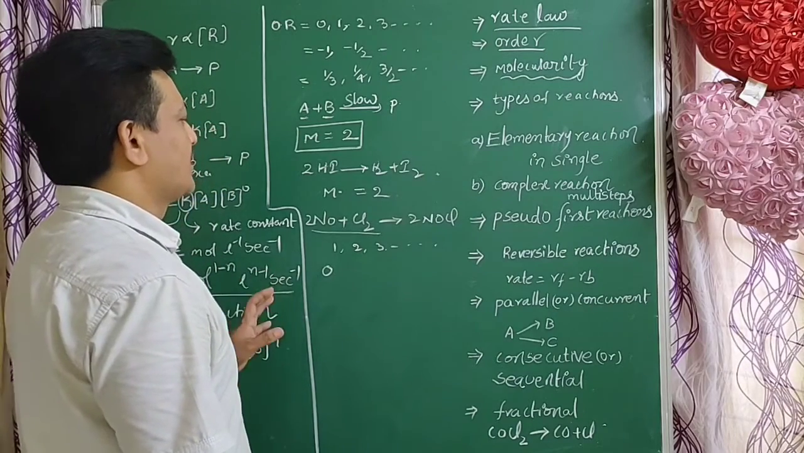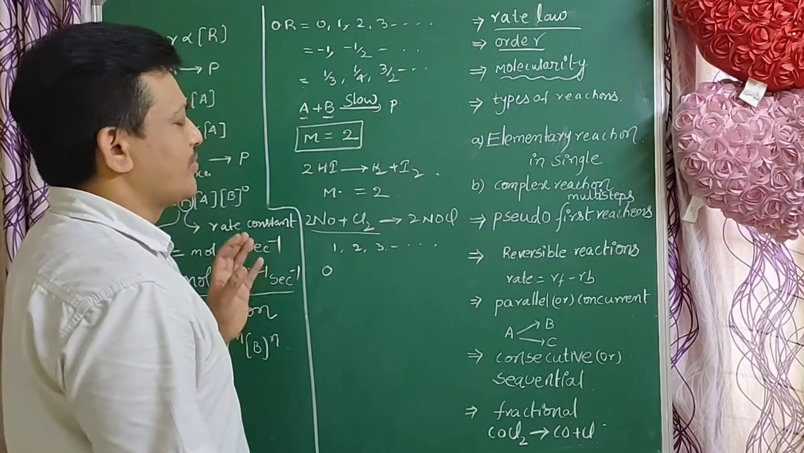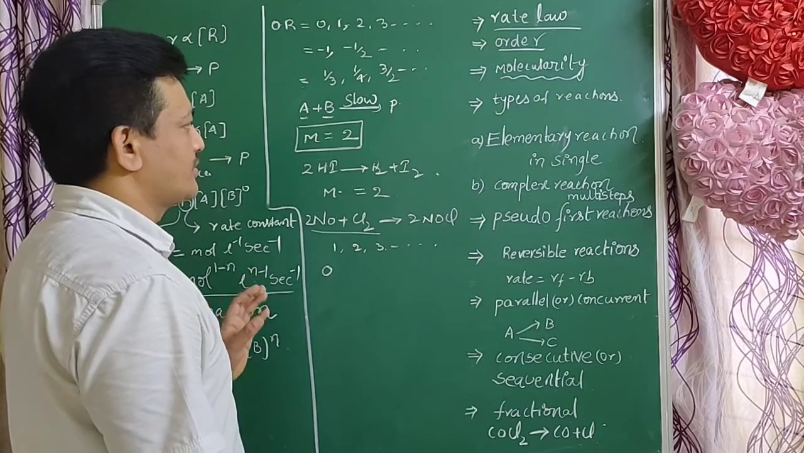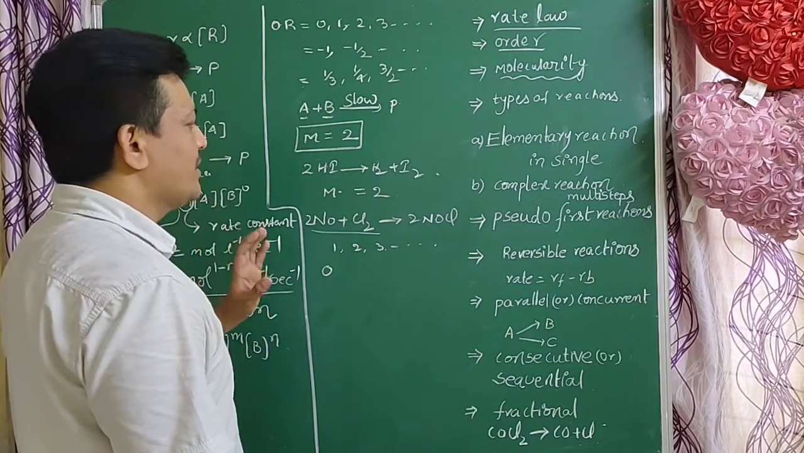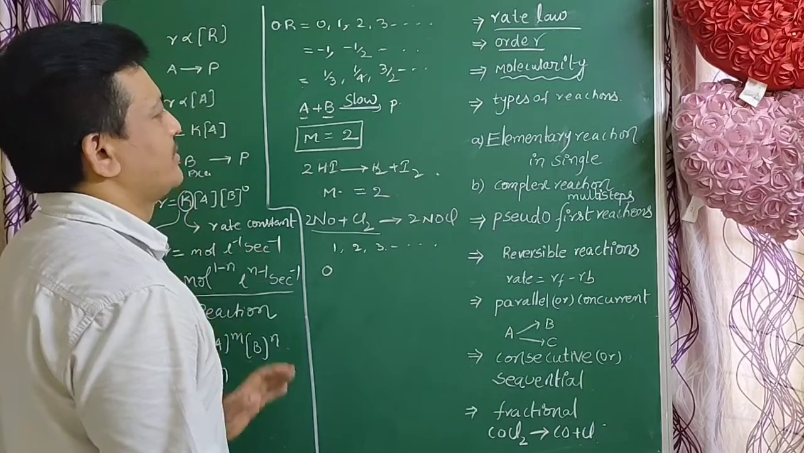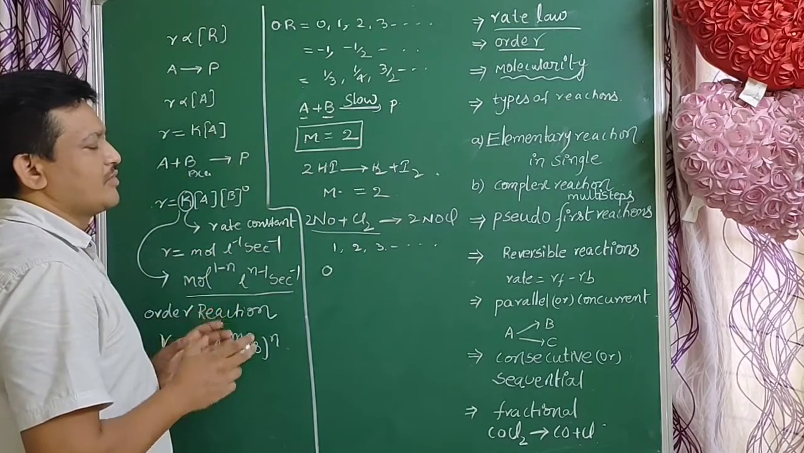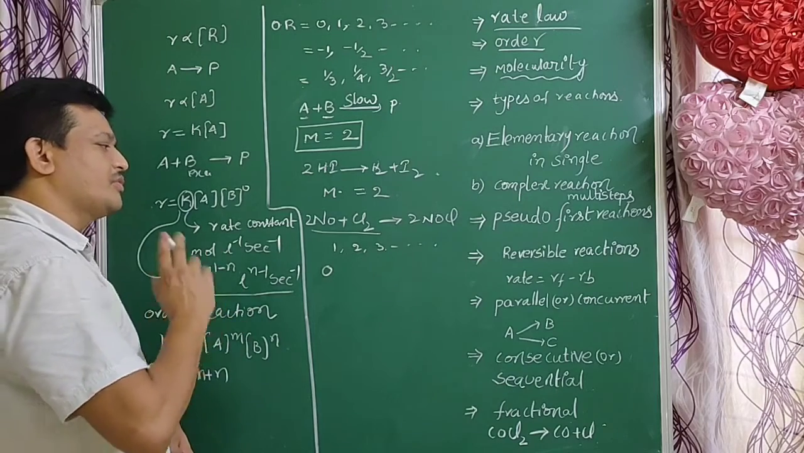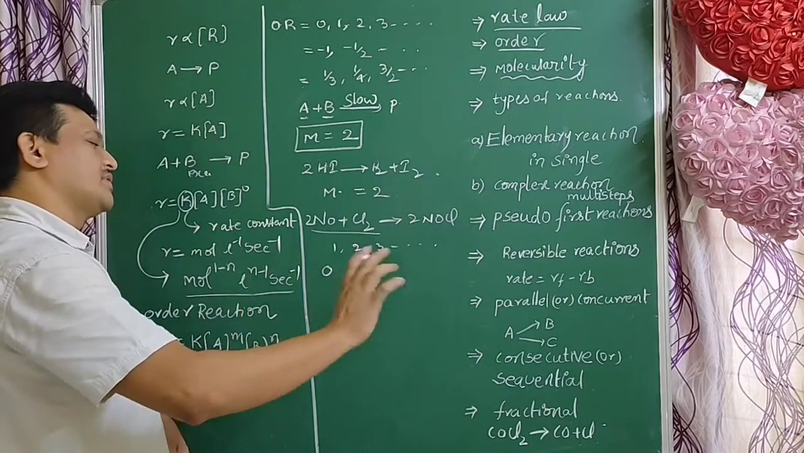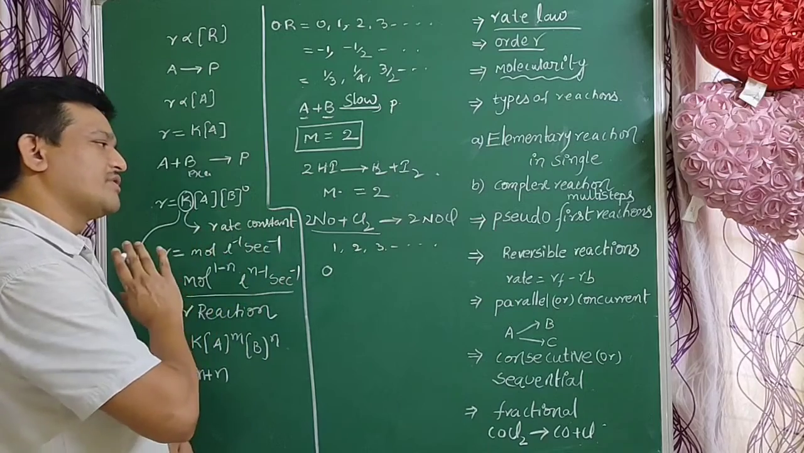So that is the molecularity. Molecularity is nothing but the number of atoms, molecules or ions involved in the rate determining step. Molecularity may be positive integers only: 1, 2, and 0 is not there.